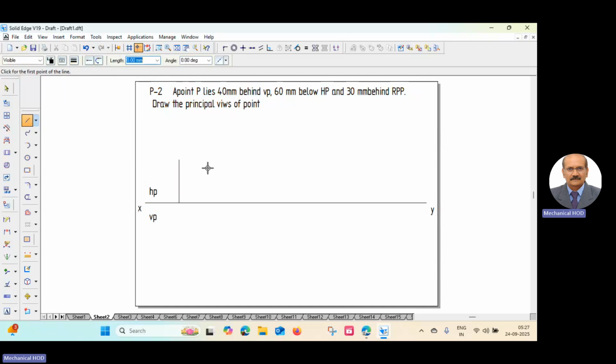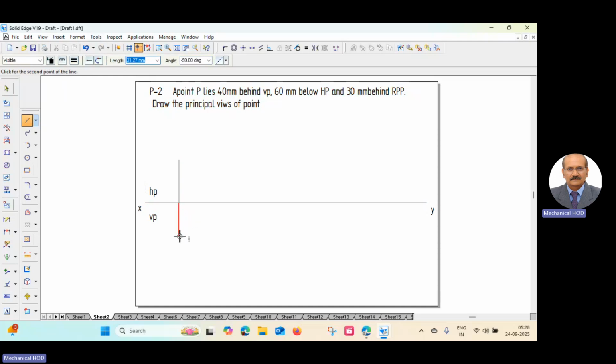Again, 40 mm behind VP and 60 mm below HP. 60 mm below HP appears on the opposite plane of HP, that is VP. So go to the line command. Again, line width is 0.13 mm, as we want to draw a very thin line. Then keep the cursor on this vertical line, scroll down like this, and get the endpoint symbol. Left click to select this as the starting point of the line.